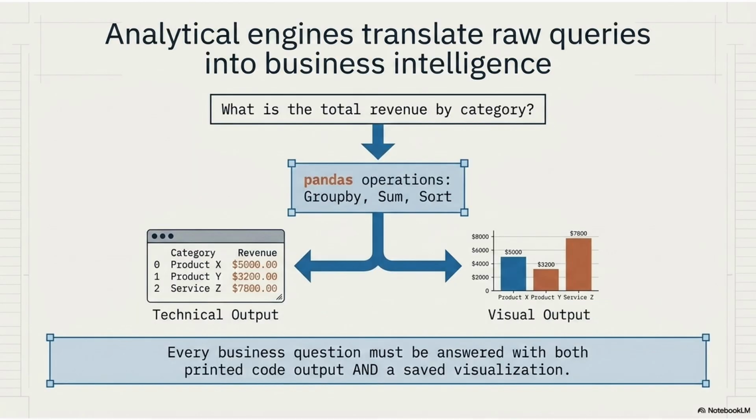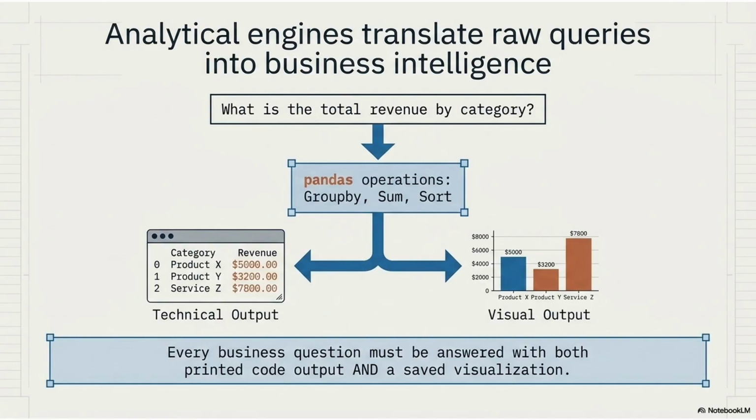The analytics engine translates raw queries into business intelligence. Every business question must be answered with both printed code output and a saved visualization. The flowchart shows the complete pipeline. Business question: Pandas operations, 2 outputs simultaneously. What is the total revenue by category? Flows into group by, sum, and sort operations, which produce both a printed technical output, the data frame, and the visual output, the bar chart.